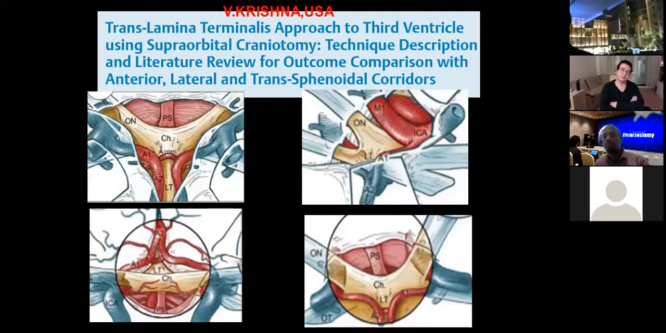I love to use the interhemispheric approach, and I'm considered a master of this approach in the world, but I use other approaches accordingly. I have tried all the approaches that I've mentioned: pterional, subfrontal, bilateral subfrontal, transbasal, but I love this approach. And there are many people like me who love it. It's people from Japan speaking about this approach, interhemispheric, between the two hemispheres.